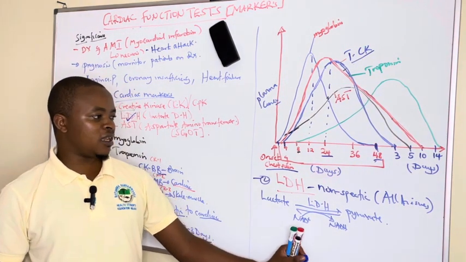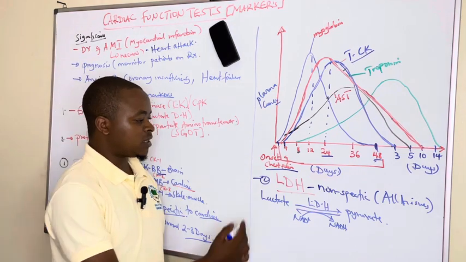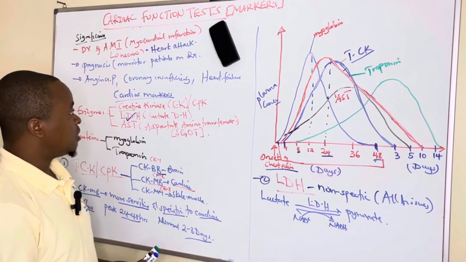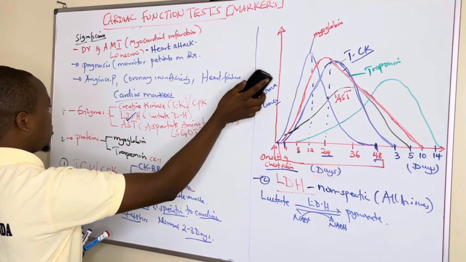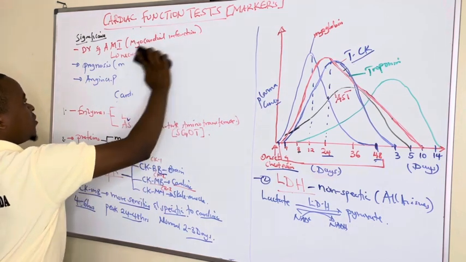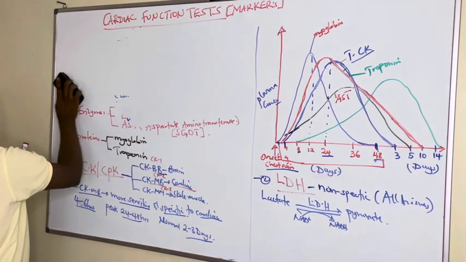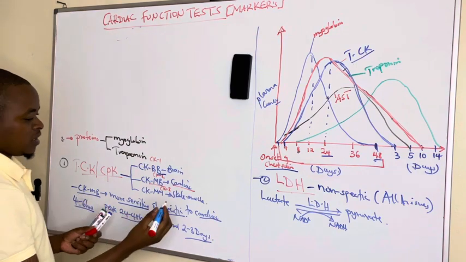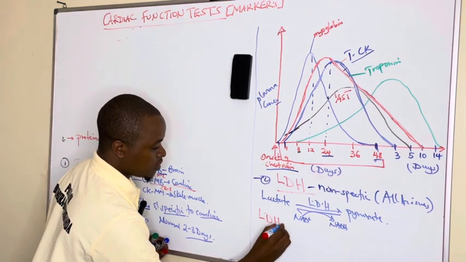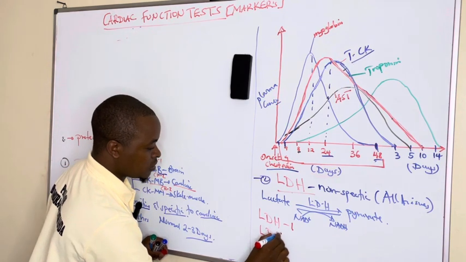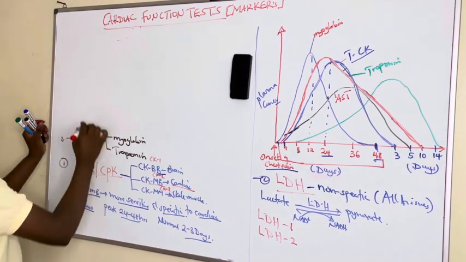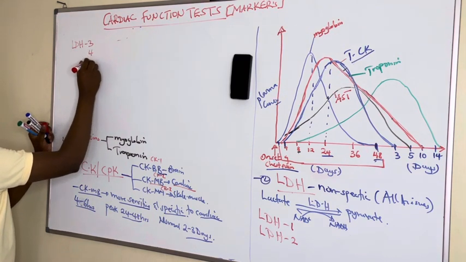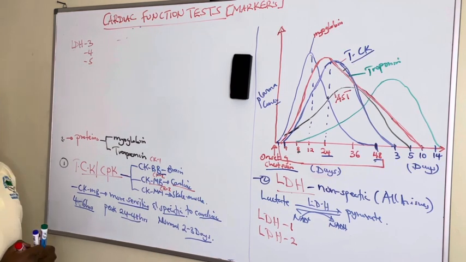And we are saying it is found in different tissues, whereby this LDH has different isoenzymes. Among the isoenzymes of LDH, there are 5 of them: LDH1, LDH2, LDH3, LDH4 and LDH5. These are the different isoenzymes of LDH.